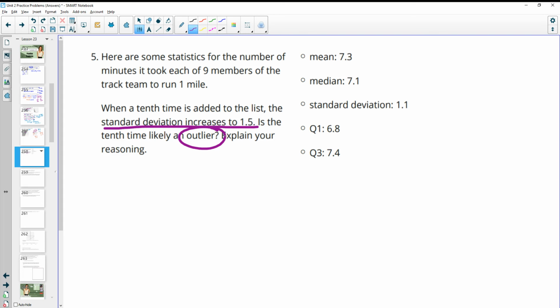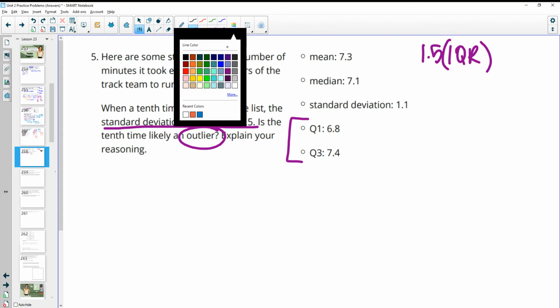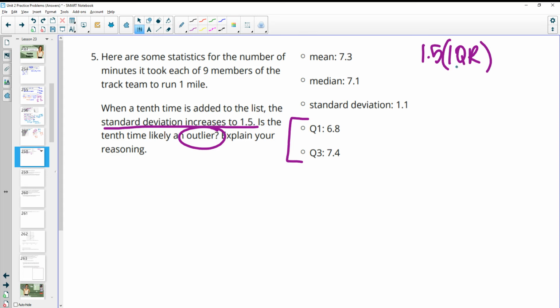So you might tackle this a few different ways, but one thing about the outlier is the outlier needs to be 1.5 times the IQR away from your quartiles. And remember that the interquartile range, or the IQR, you find by taking Q3 minus Q1. So if we subtract these, so if we do 7.4 minus 6.8, we get that the IQR is equal to 0.6.